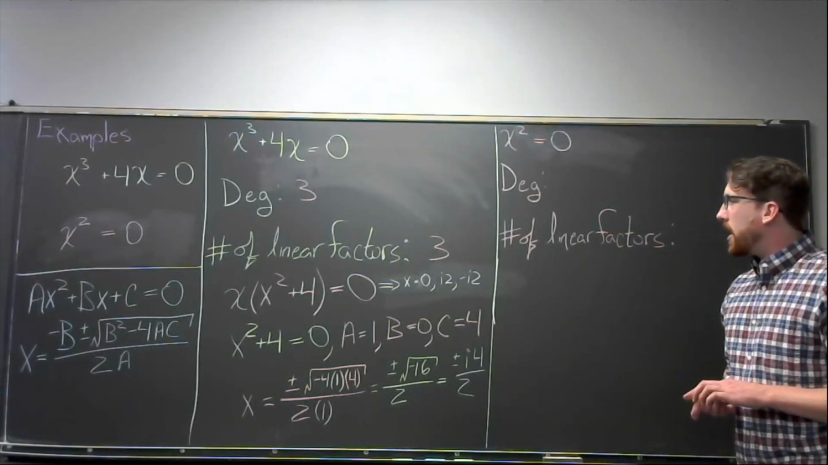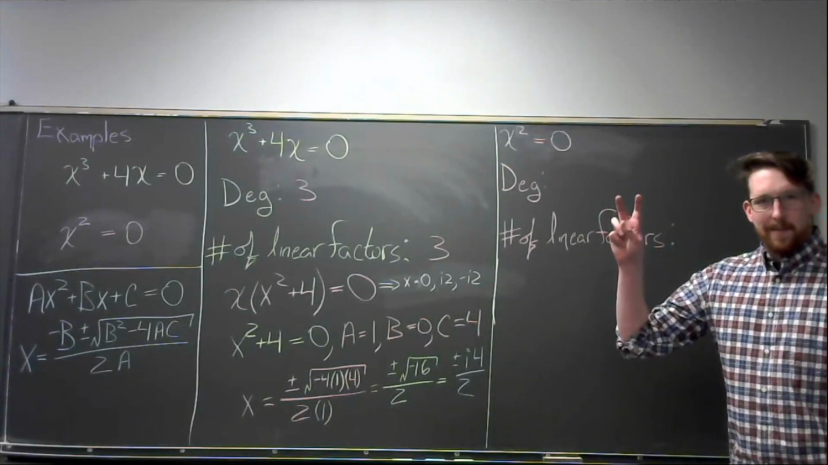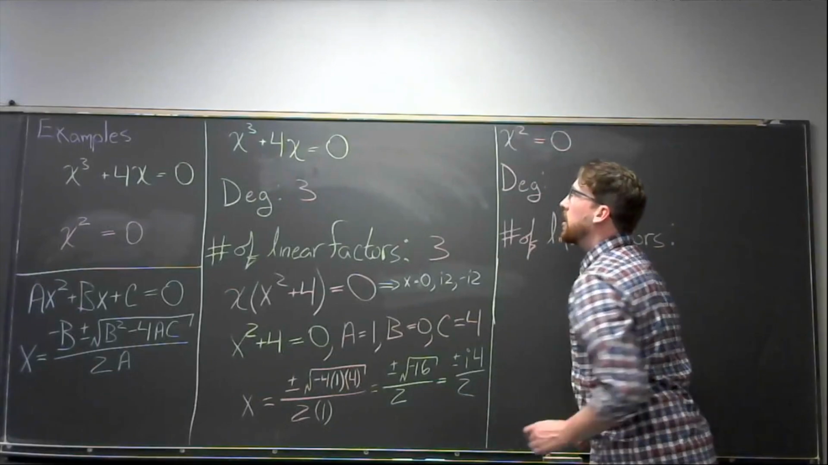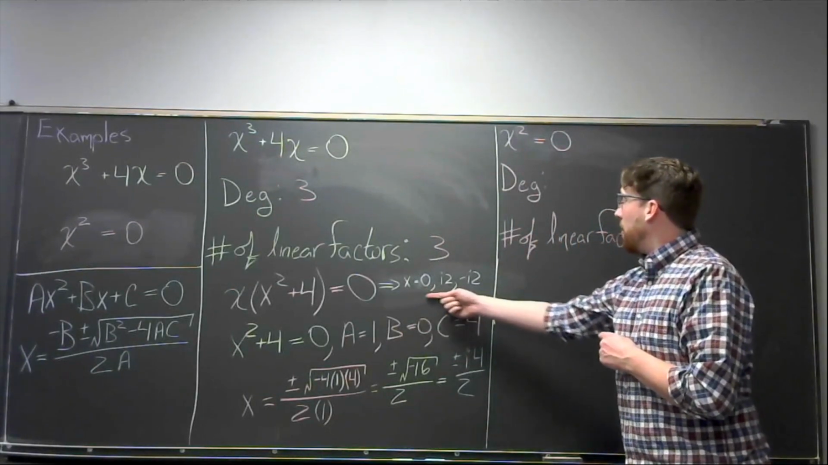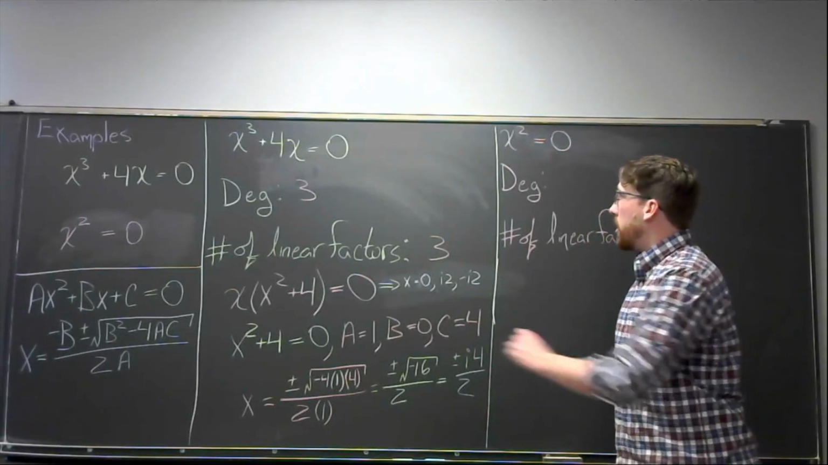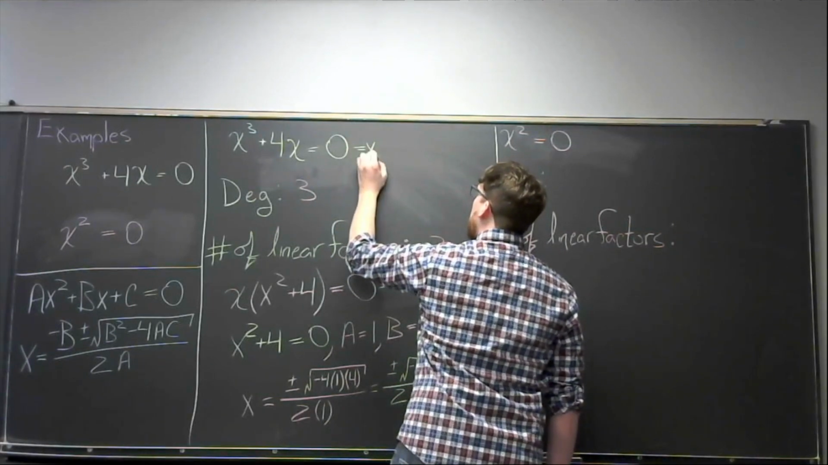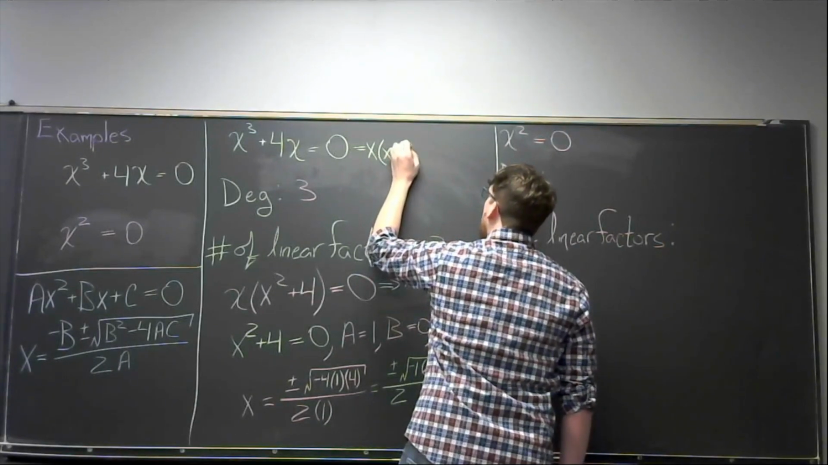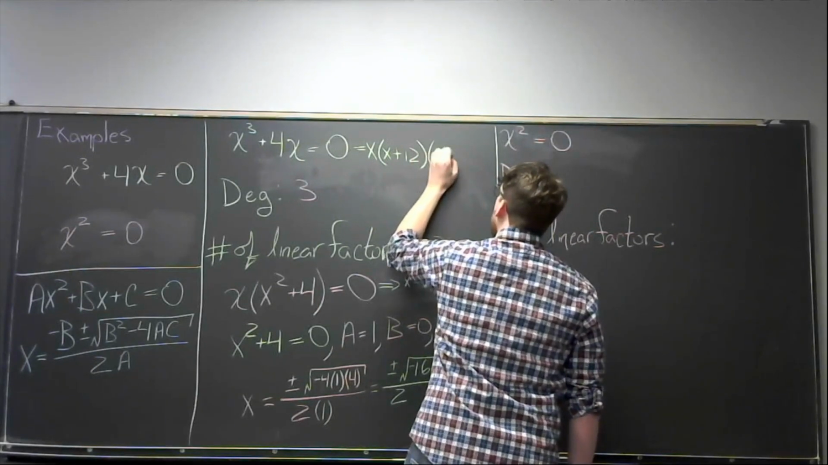Well, once we get it to here, something nifty happens. Something special happens here. We can now rewrite this equation in terms of these roots, these zeros. We can now rewrite it as this thing is equal to x times x plus I2 times x minus I2.